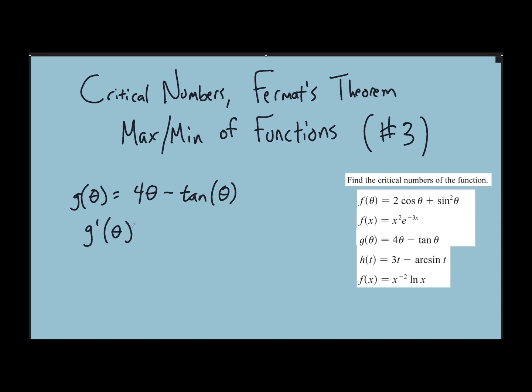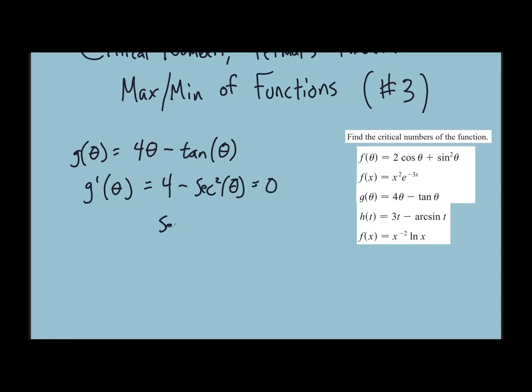G prime of theta. How do you find a critical number? You take the derivative and equal it to 0. What's the derivative of 4 theta? 4. The derivative of tangent, secant squared theta. Set it to 0. No big deal. So we can say secant squared of theta equals 4.